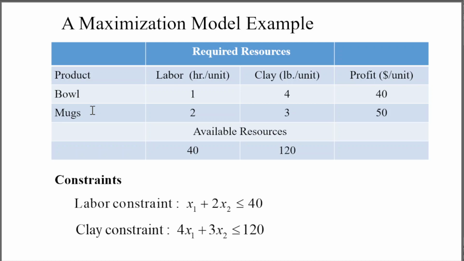So from here we can also develop the constraints. You can see the labor. We require 1 hour to produce a bowl. We require 2 hours to produce a mug. So we can write a labor constraint as an inequality constraint, which shows that x1 plus 2x2 should be less than or equal to 40. So 40 is the total available labor hours, and the left hand side of the constraint shows the used labor hours. Same is true for the clay constraint. On the right hand side is the total availability of clay, and on the left hand side is the usage of the clay.